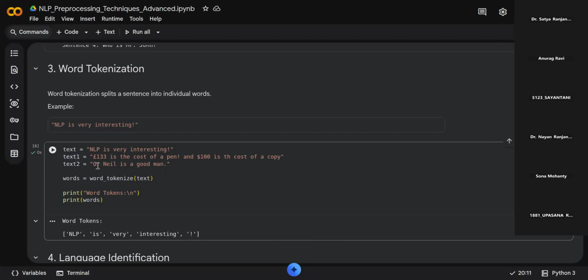Let's say this is text one. Text one contains 133 pound. This is the pound symbol, is the cost of a pen, and $100. This dollar symbol, let's say write it, is the cost of a copy.